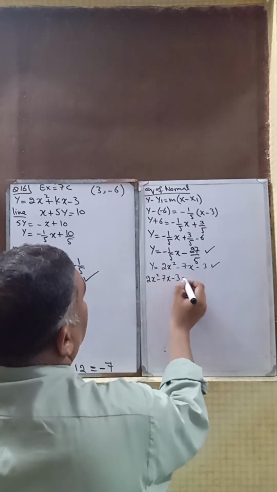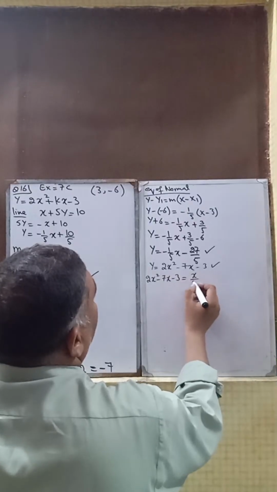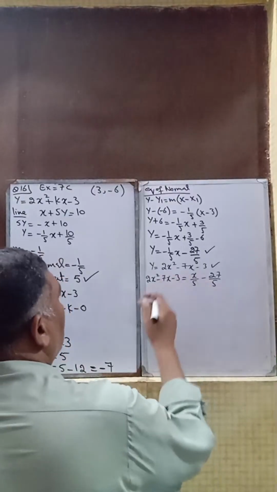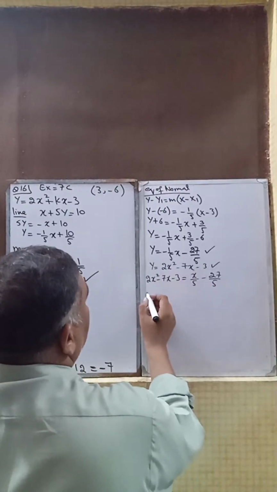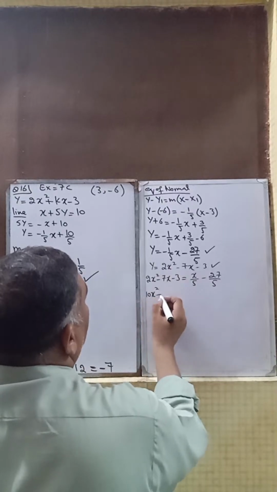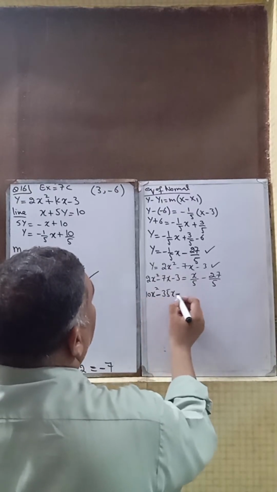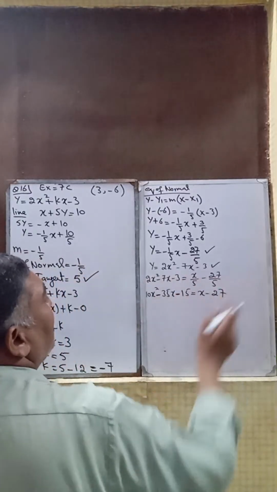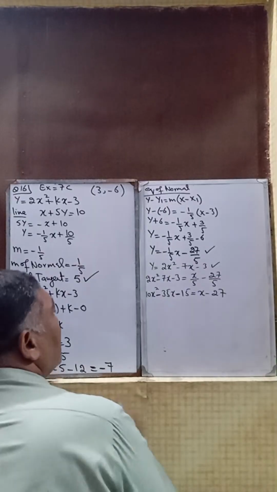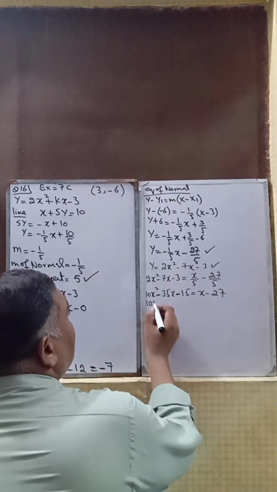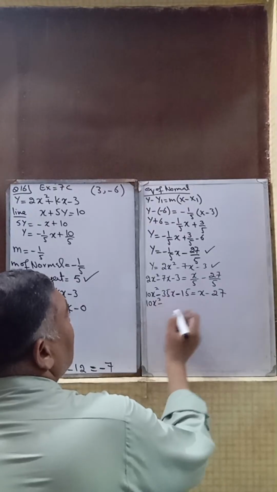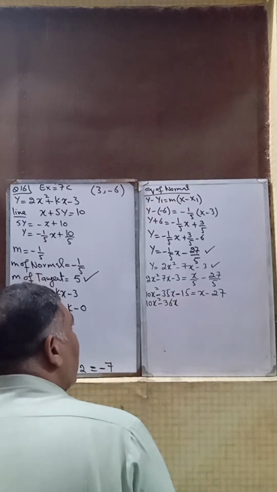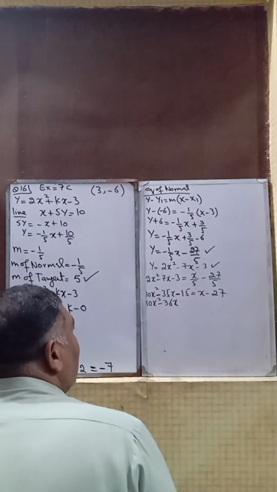So 2x squared minus 7x minus 3 is equal to minus x by 5 minus 27 by 5. So multiply every term by 5 to get rid of the fraction. This becomes 10x squared minus 35x minus 15 equals minus x minus 27. Now I have 10x squared minus 34x minus 15 plus 27. So 15 and 27, that will be 12.